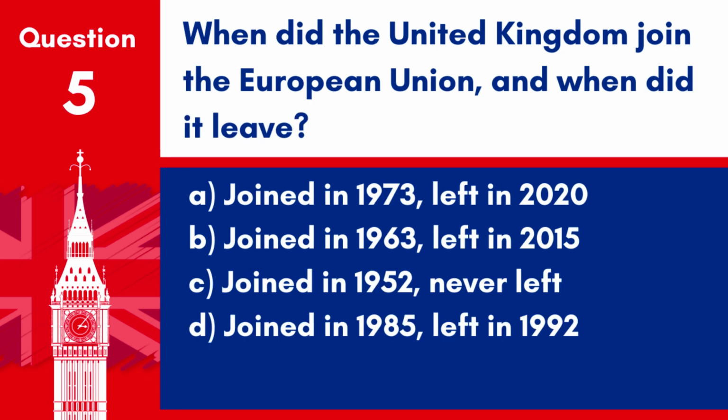Question 5. When did the United Kingdom join the European Union, and when did it leave? A. Joined in 1973, left in 2020. B. Joined in 1963, left in 2015. C. Joined in 1952, never left. D. Joined in 1985, left in 1992.